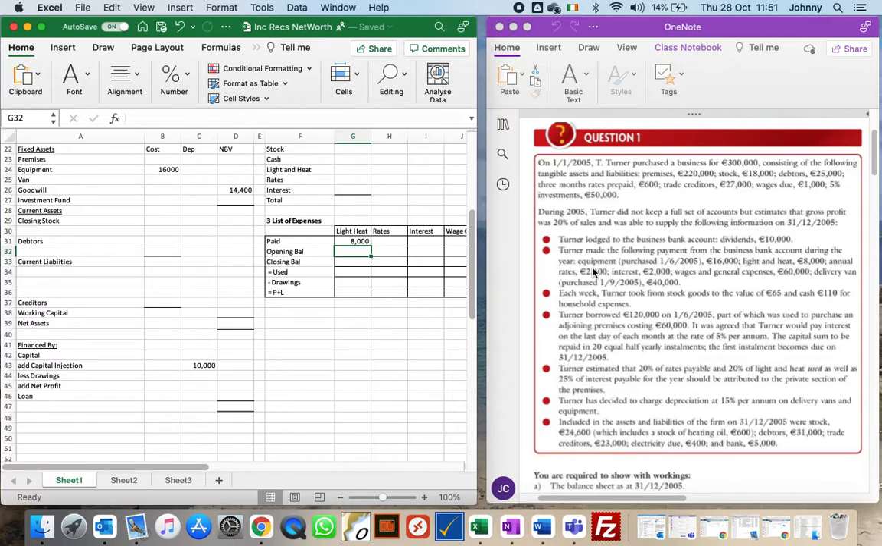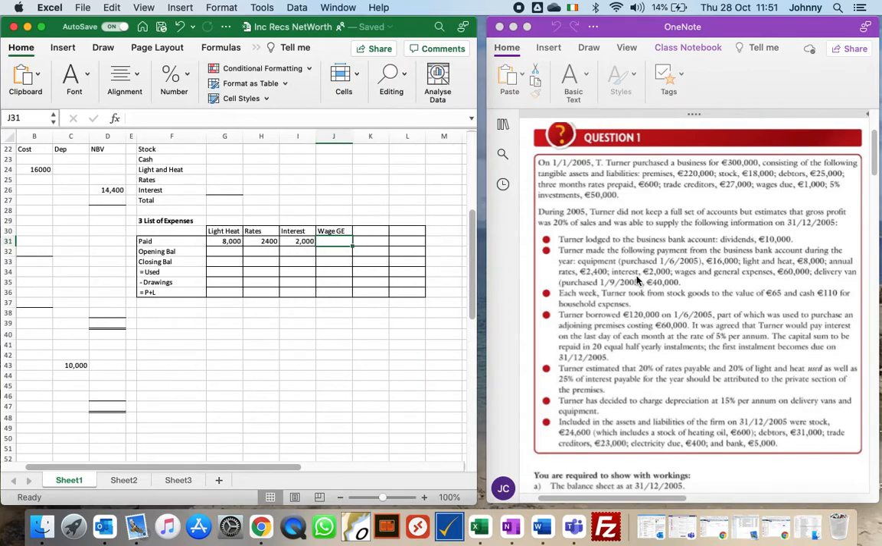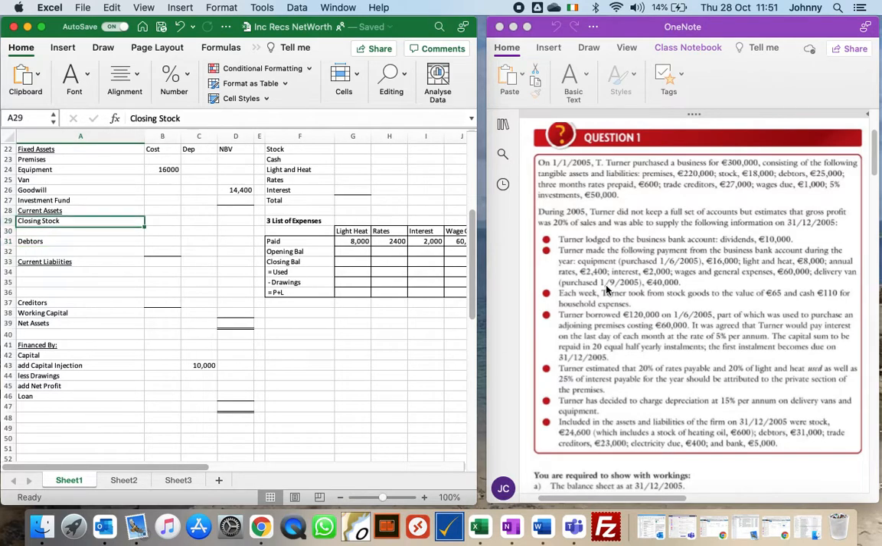What else? Annual rates is 2.4. Interest is 2. Wage and general expenses is 60. And delivery van is 40, bought on the 1st and 9th. So I'll put that into my fixed assets.